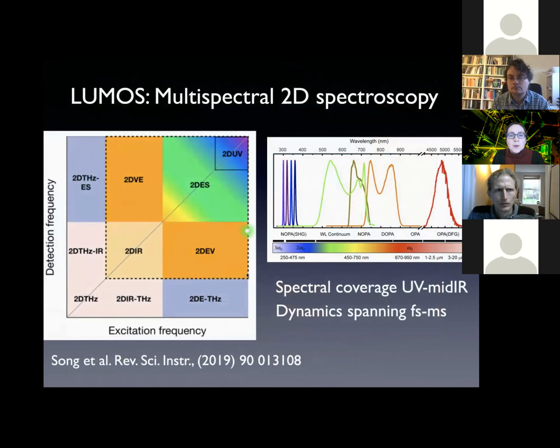Okay, so we're excited in this lab to be able to span 2D IR, 2D visible, also starting to do some 2D UV and combination methods. And of course, with the dual amplifier design, we can span femtoseconds to milliseconds. We published the design of this in Review of Scientific Instruments recently, if you'd like some more detail.